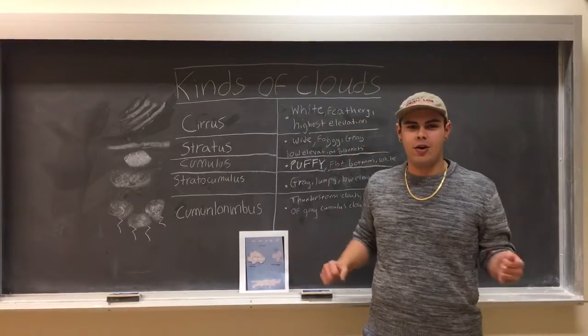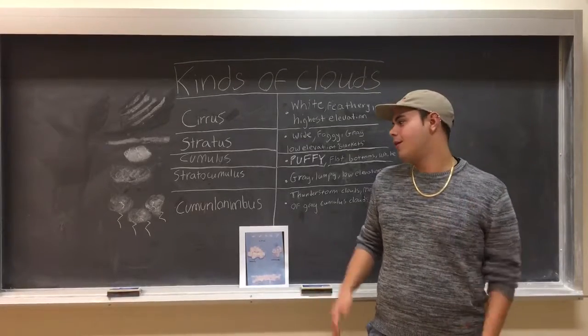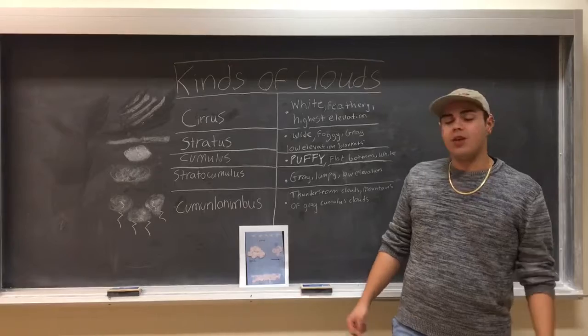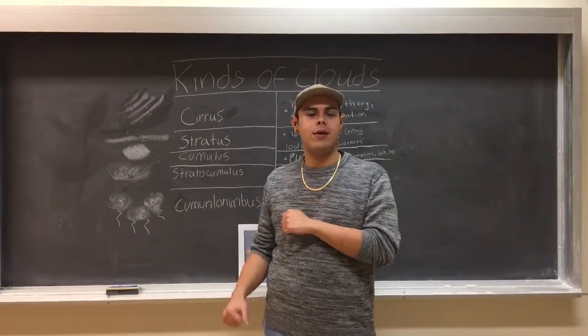these big, dark, gray, menacing clouds, and you know that it's about to be an ugly thunderstorm. And yeah, they just look like mountains of gray cumulus clouds.